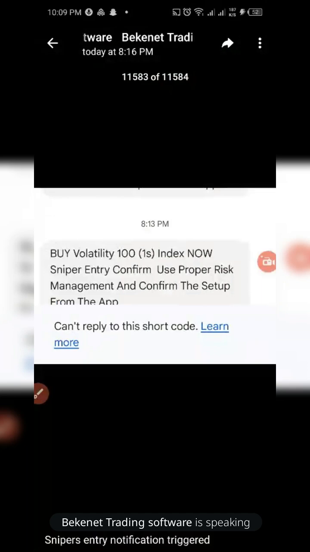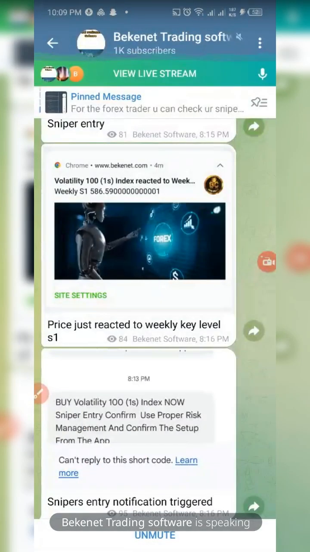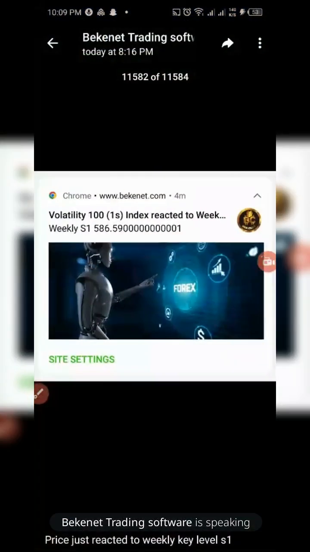Sniper entry confirmed, meaning that there was a bullish confirmation telling me that one candle has happened. Then this is where I got my reaction: Volatility 100 has reacted to support 1. That is the exact place the price is still in. And whenever price reacts to a support level, I always buy. And if it reacts to support 3, it is a very sweet buy because I know that is the end of the journey. Price is going to bounce up.